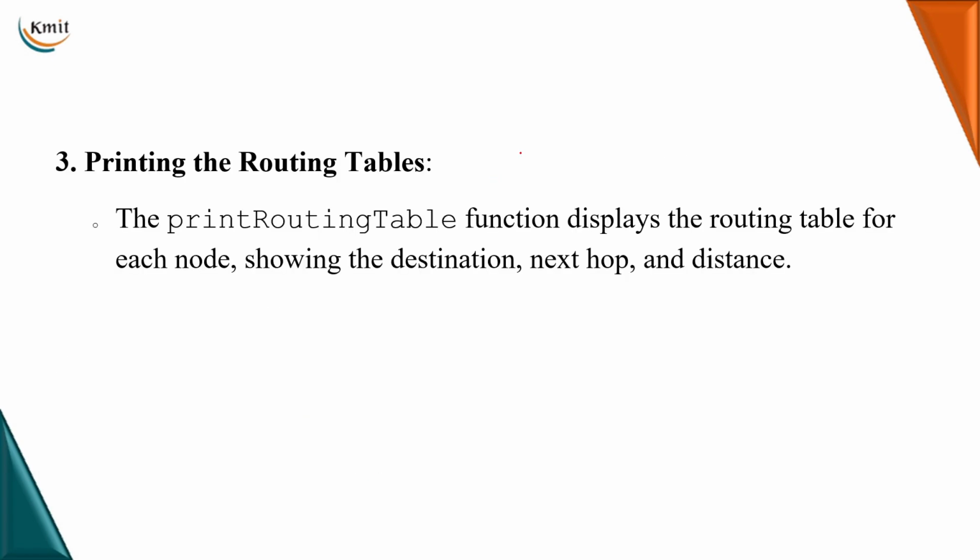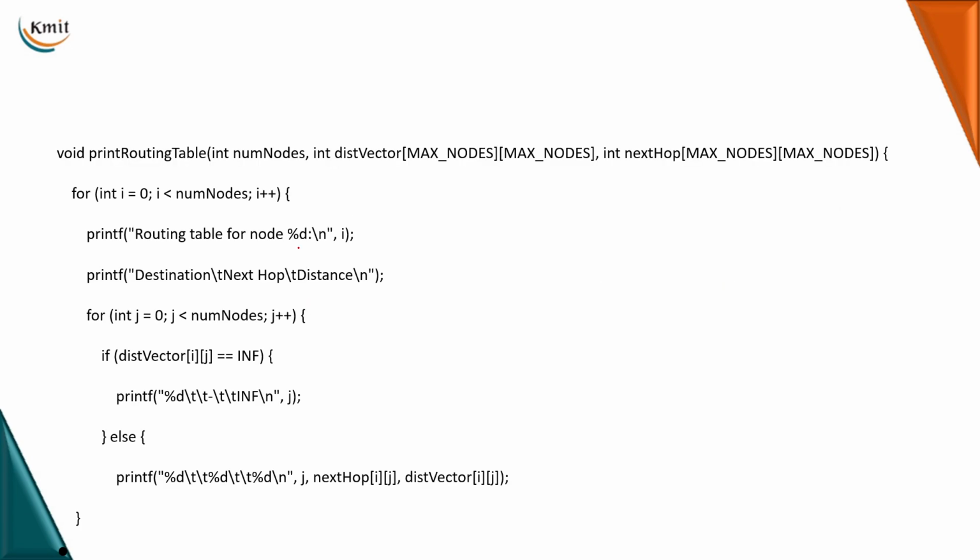Then after that, we'll print the routing tables. Once the initialization and the updating using Bellman-Ford's algorithm are over, I will print the routing table for every node, where it will show the destination, the next hop information, and the distance or the cost. You can see here, I have written the code for the given number of nodes. If it is equal to infinity, the cost will be infinity. Otherwise, I will give the node, the next hop information, and the cost or distance vector.